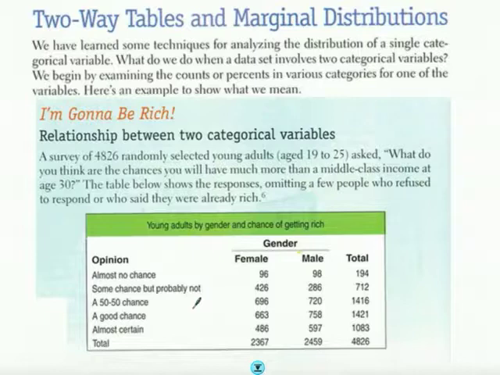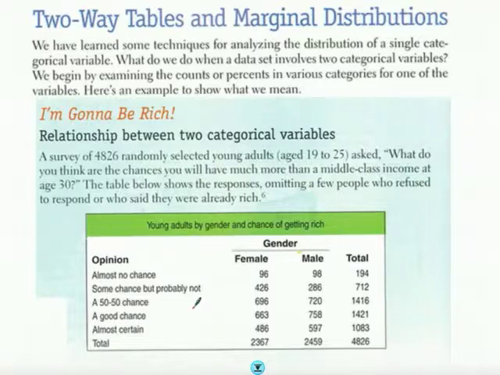Two-way tables and marginal distributions. We have learned some techniques for analyzing the distribution of a single categorical variable. But what do we do when a data set involves two categorical variables? We begin by examining the counts or percents in various categories for one of the variables. Here's an example to show what we mean. This example gives the relationship between two categorical variables.